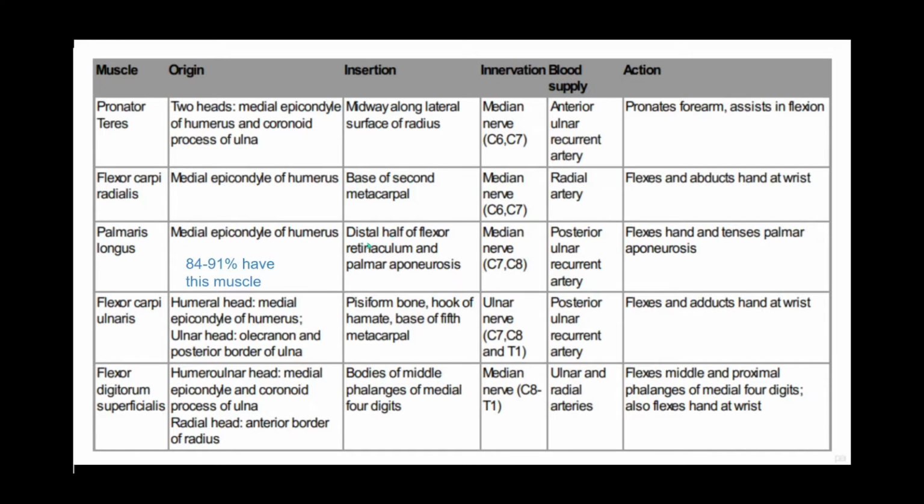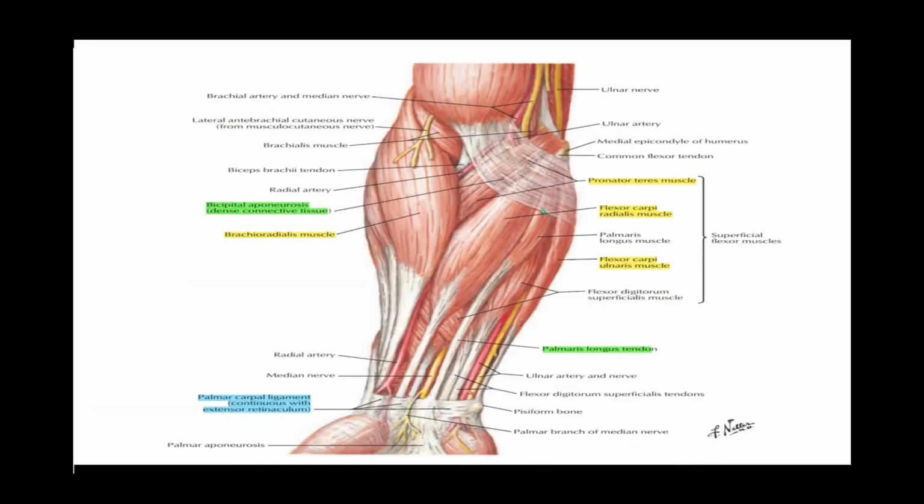And this muscle inserts into the distal half of the flexor retinaculum at the wrist, and it also inserts into the palmar aponeurosis. The palmaris longus muscle is innervated by the median nerve C7, C8. It contributes in flexing the hand because it traverses the wrist, and it tenses the palmar aponeurosis. So that's the palmaris longus. It has a long tendon, that's why it's called the longus. It goes into the palm, attaches to the flexor retinaculum, and also blends with the palmar aponeurosis. So it tenses the palmar aponeurosis, and it contributes in flexing the wrist or flexing the hand.